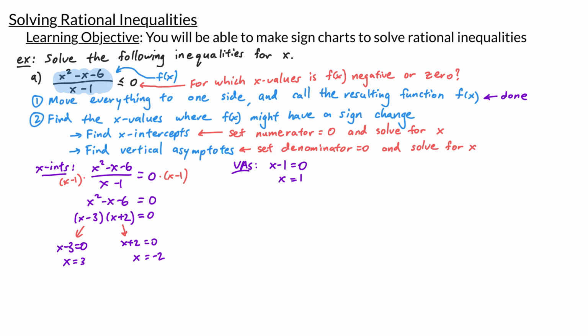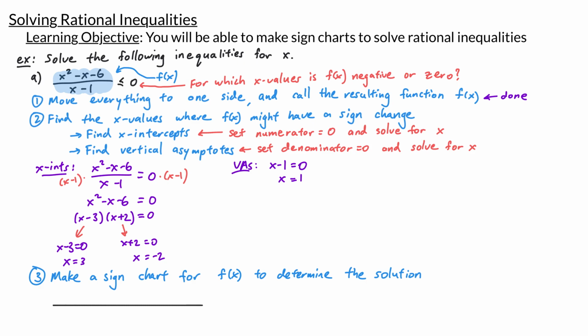So now we found all the places where our function might change signs from positive to negative or negative to positive. We're ready for our last step, which is to make a sign chart for our function. To make a sign chart, we start by drawing a number line. And on our number line, we're going to place the x values where my function might change signs. We'll start with our smallest x value and then work our way up.